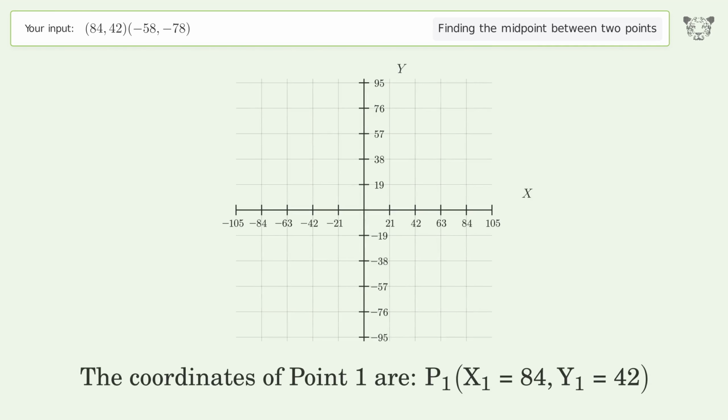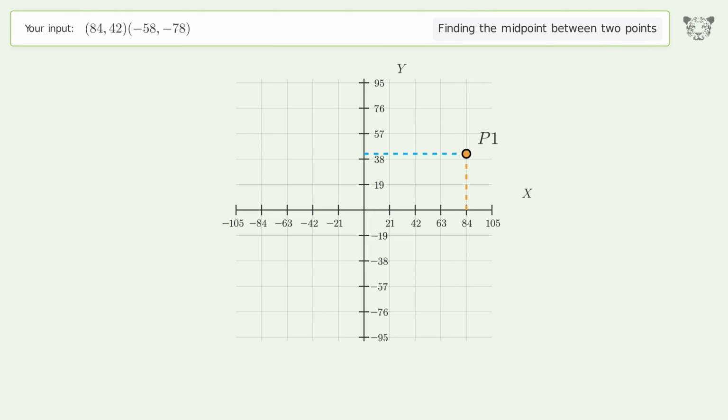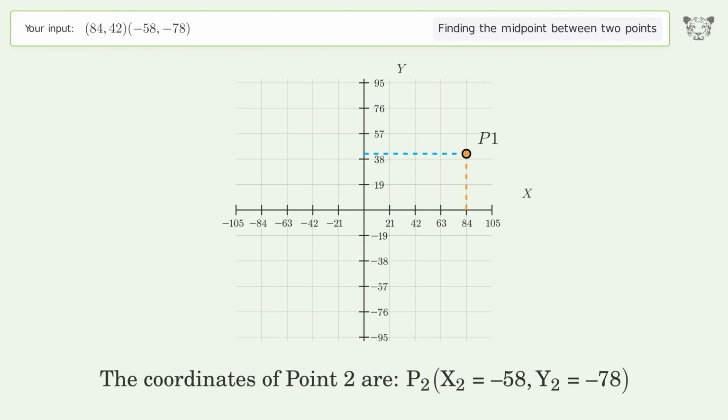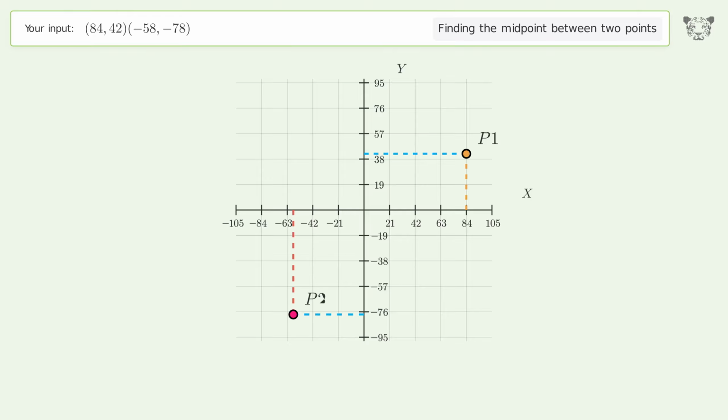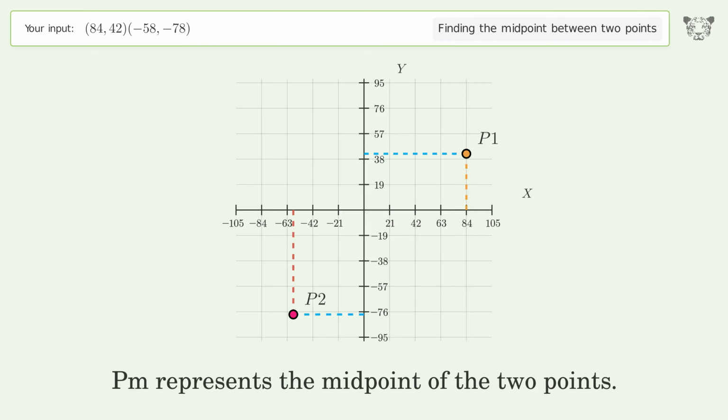The coordinates of point 1 are, x1 equals 84, y1 equals 42. The coordinates of point 2 are, x2 equals -58, y2 equals -78. PM represents the midpoint of the 2 points.